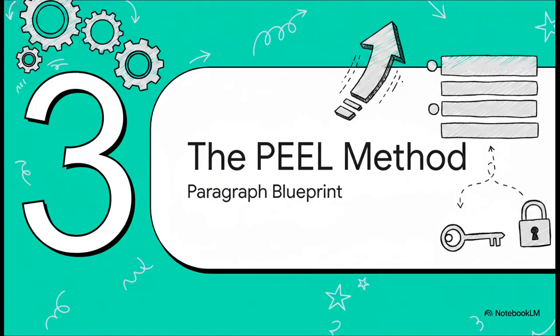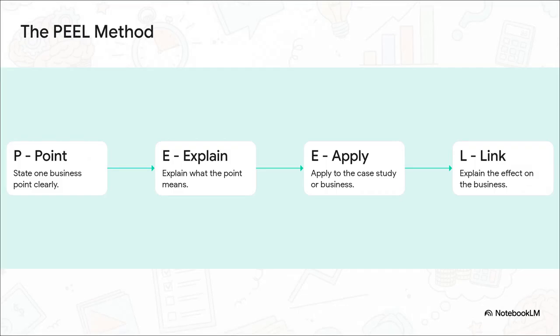Which brings us to Section 3, mastering the PEEL method. Think of this as your ultimate paragraph blueprint. Say hello to your absolute best friend for Type 1 questions, the PEEL method. Let's break down this architecture. Step 1 is P for point. Just state your business point clearly. Step 2 is E for explain. Tell the examiner what that point actually means. Step 3 is the second E, which is example or application. You absolutely must apply your point to the specific business in the prompt. And finally, Step 4 is L for link or analysis, where you explain the final effect on the business. For a full 8-marker, you literally just run through this formula twice to give them 2 strong, perfectly developed paragraphs.